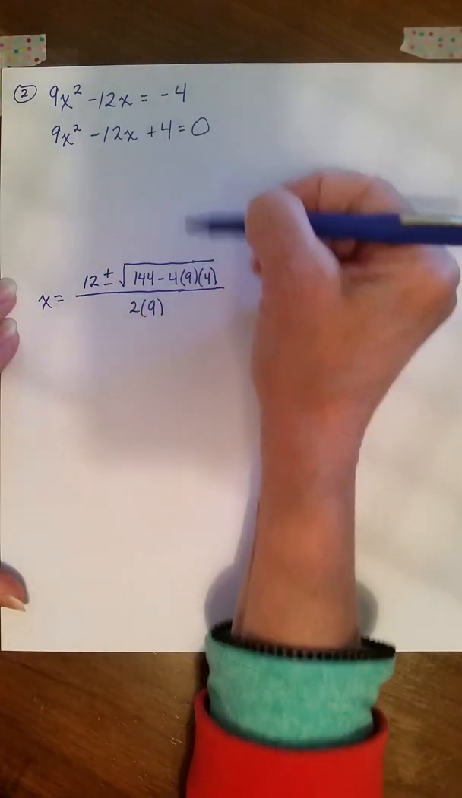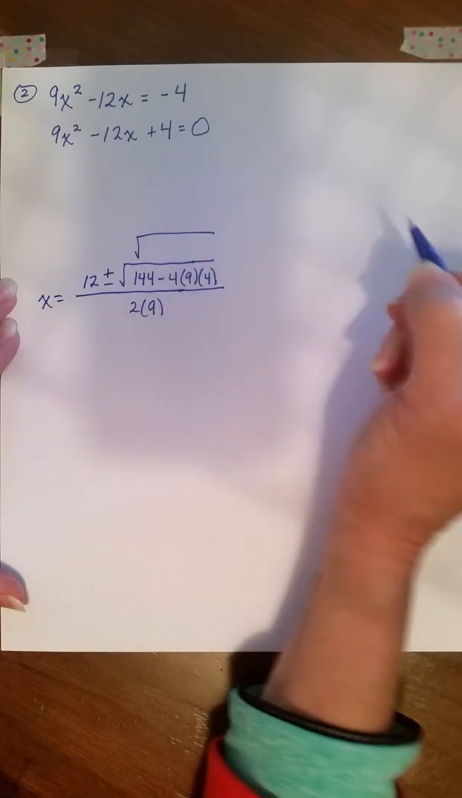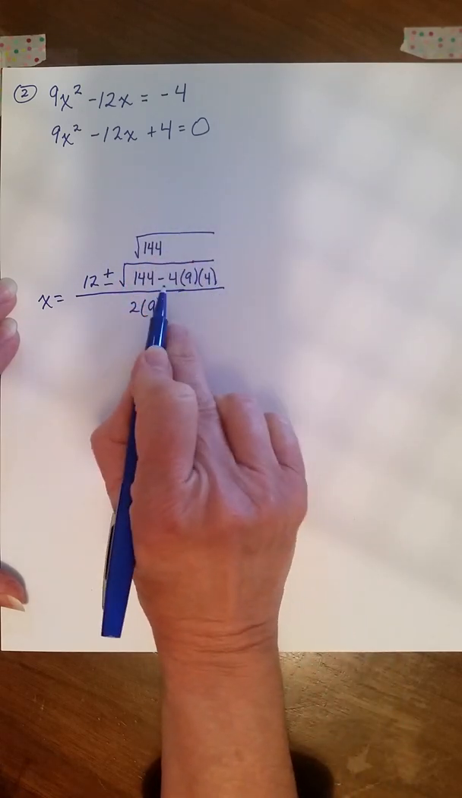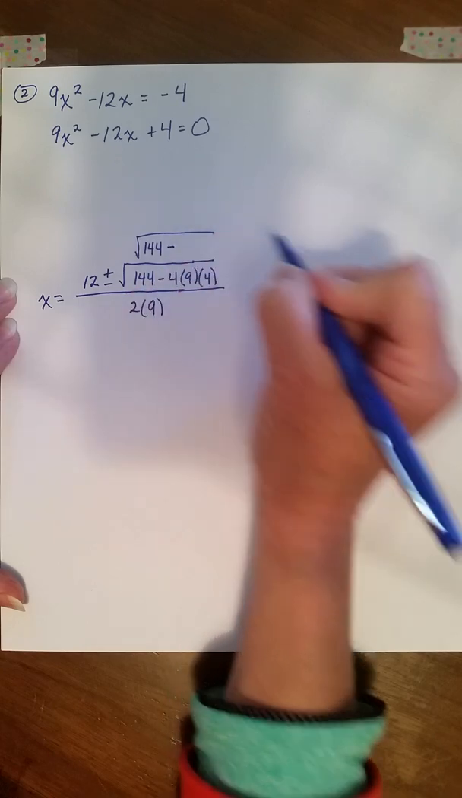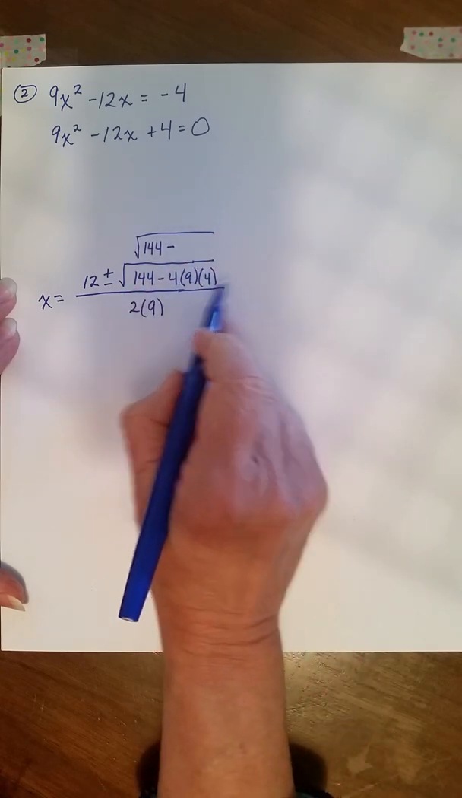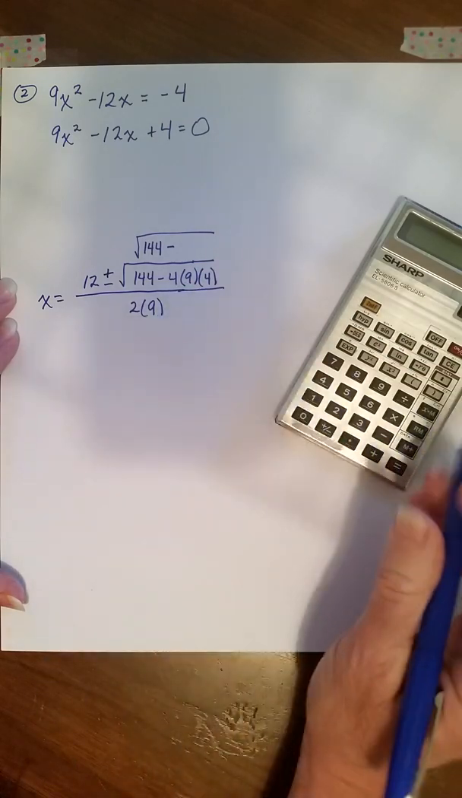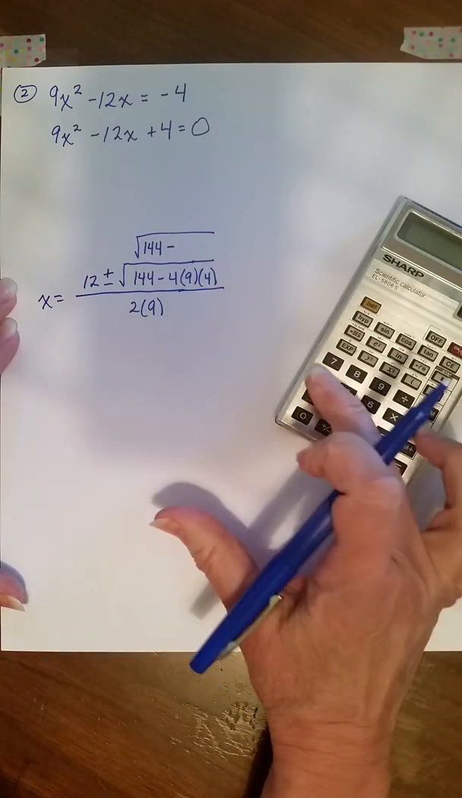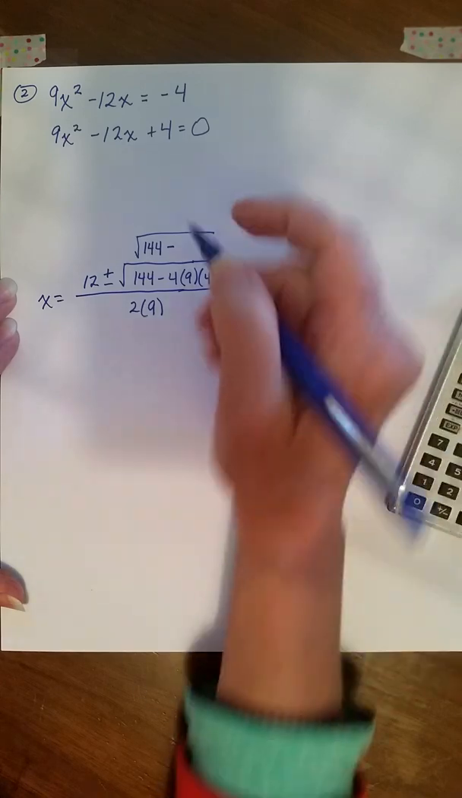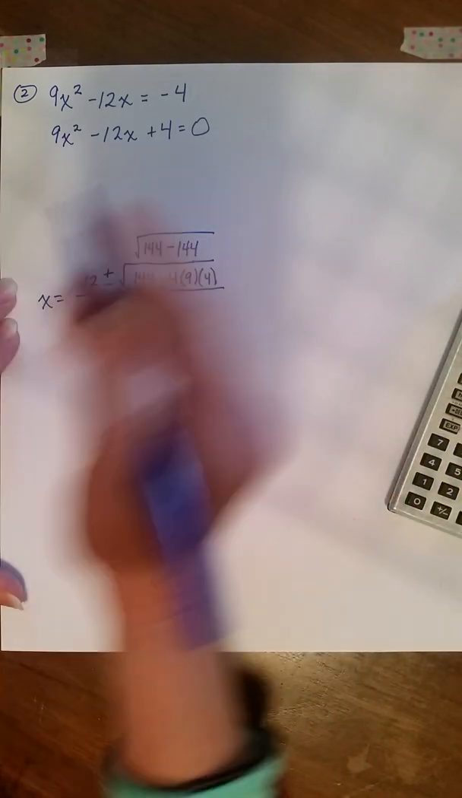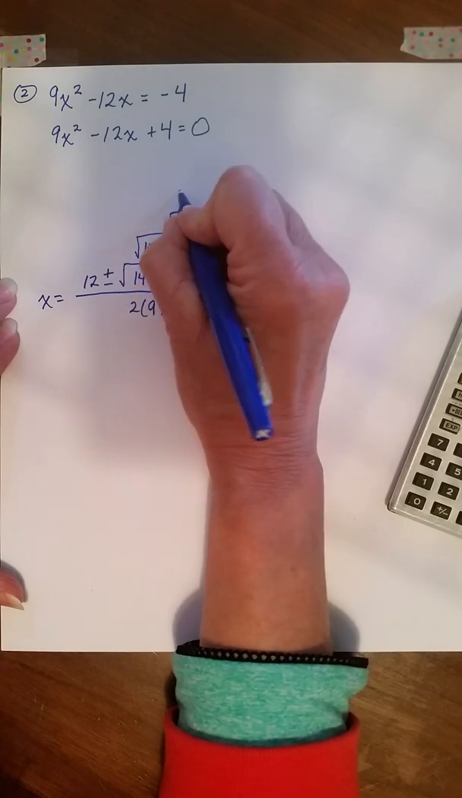Okay, I'm going to stair step up my radical. So that's the square root of 144. Now notice here I have just minus. Now I'm going to take 4 times 9 times 4. So the 9 times 4 is 36. So 36 times 4 is 144. Well, son of a gun. 144 minus 144. Well, that's the square root of 0, which is just 0.